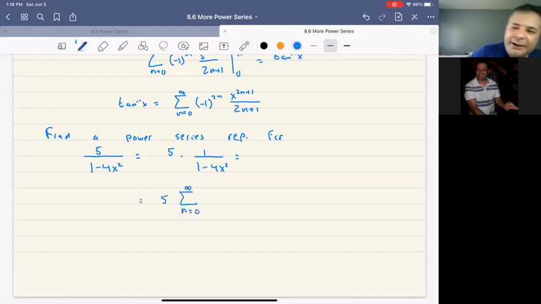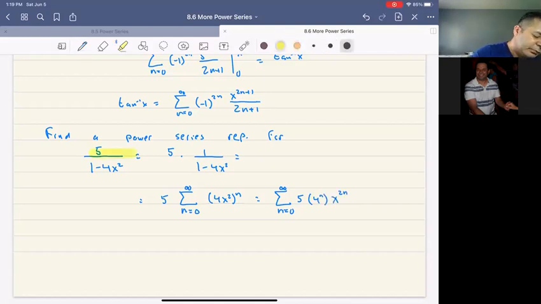One thing to think about with these power series is that we're basically treating them like geometric series right now. So this is going to be negative 1 to the n. Nope, no negative 1 there. Sorry. 4x squared to the n. Okay, so the sum, n goes from 0 to infinity, of 5 times 4 to the n, x to the 2n. Okay, all right, see you in the next video.